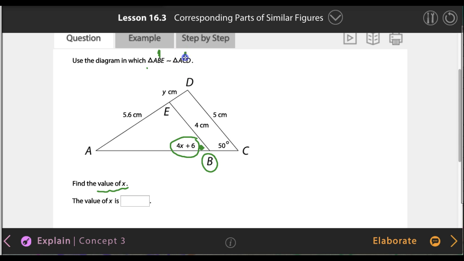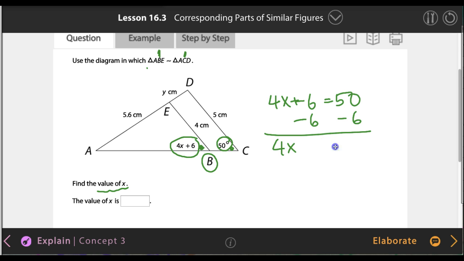Yes, angle C, because that's the letter in the middle. So what is angle C, by the way? Oh, 50 degrees. So 4x plus 6 has to equal 50. Now from here, it's very easy. You subtract 6 from both sides. So 4x is equal to, what's 50 minus 6? 44. Then we divide both sides by 4. So x is now equal to 11. So your answer is 11.